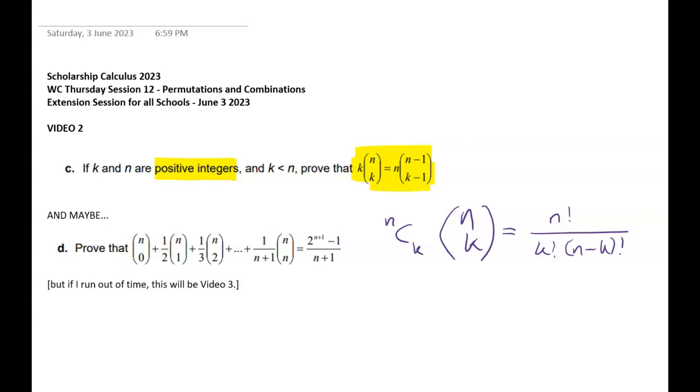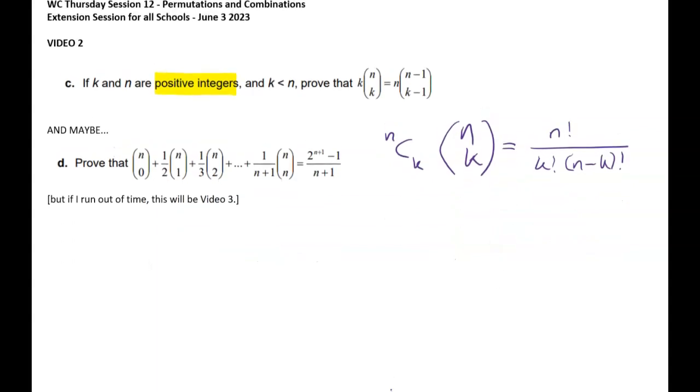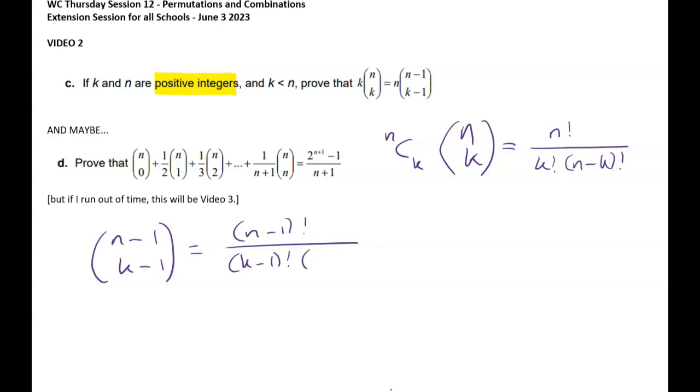To start with, I'm just going to explore what the right-hand side is like, and then I'm going to go from right back to left. I think that's slightly easier. I did it the other way around on Thursday and got told that I had done it the bad way. But that's all right. So n minus 1 choose k minus 1 is equal to n minus 1 factorial over k minus 1 factorial times n minus 1 minus k minus 1 factorial.